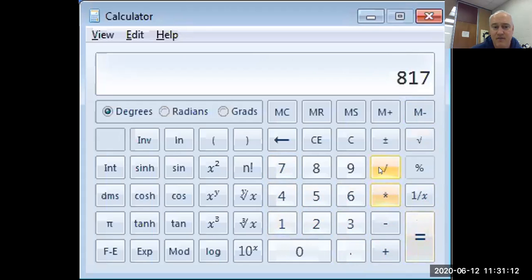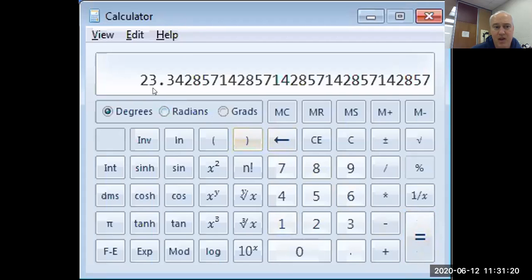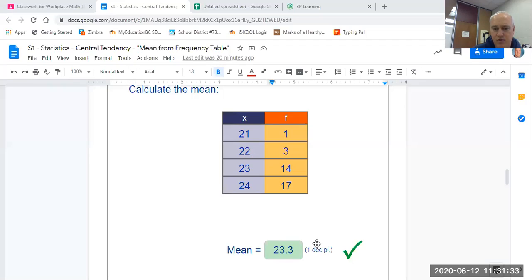Now I need to divide that by how many numbers we actually had, which once again we calculated was 35. So this ends up being a value of 23.34. And if we round to 1 decimal place, that would be 23.3. And therefore, that is why when I come back in here, the answer to this is 23.3. Hopefully that makes sense to you.